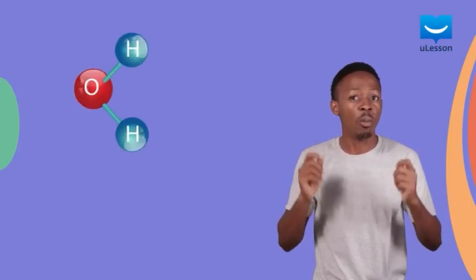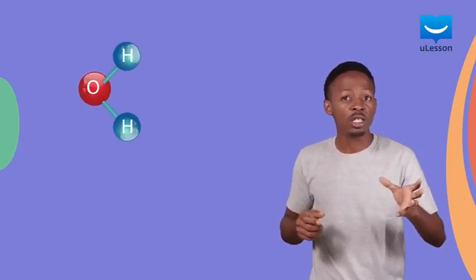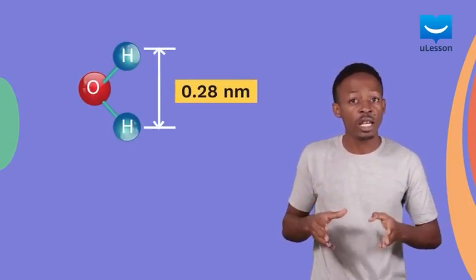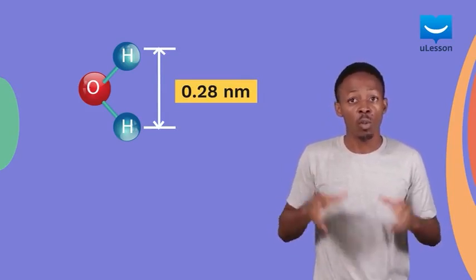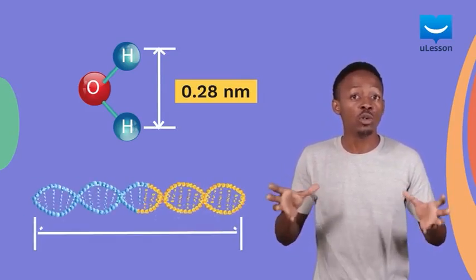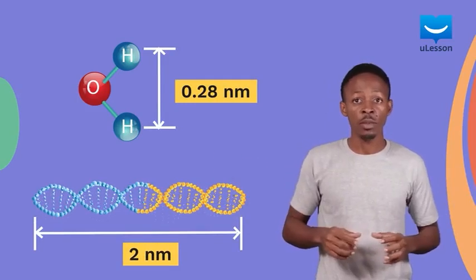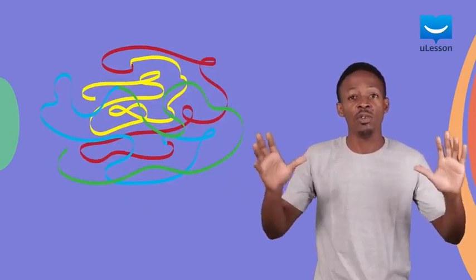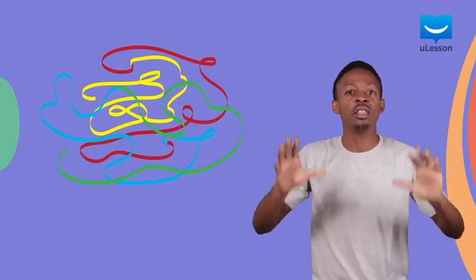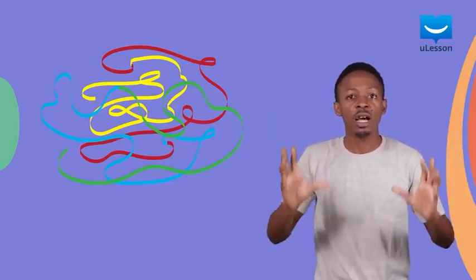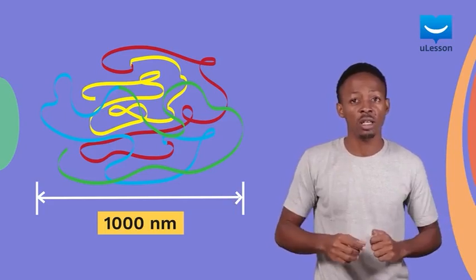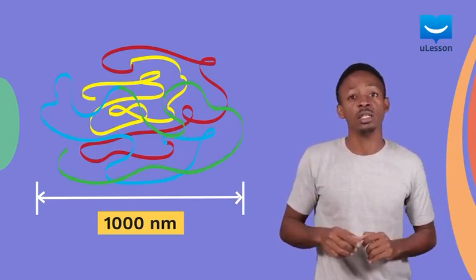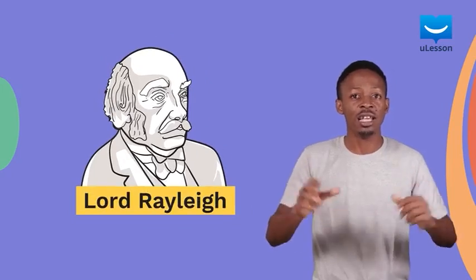For example, a molecule of water has a diameter of approximately 2.8 angstroms or 0.28 nanometers, while DNA could be about 2 nanometers across. Proteins are examples of large molecules. They can contain thousands of atoms, and they can be up to 1,000 nanometers across, as seen in connectin. The approximate size of a molecule was given by Lord Rayleigh in 1890.